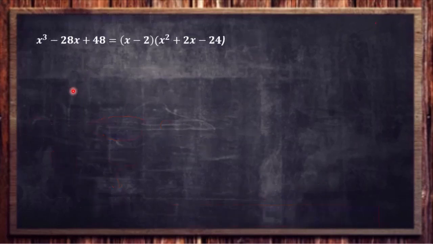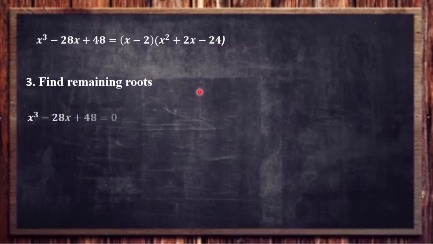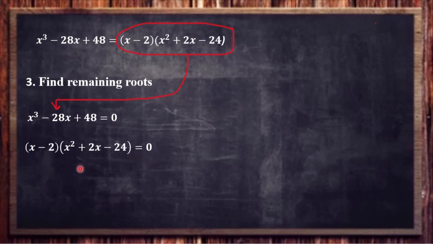Our next step is to find the remaining roots. We will use the result of factorization. So instead of this equation, we will consider another. We replace the left-hand side with the product. The product is equal to 0 when one of the multipliers is equal to 0. In the first case, when x minus 2 equals 0, we have x1 equal to 2. We already know this root.